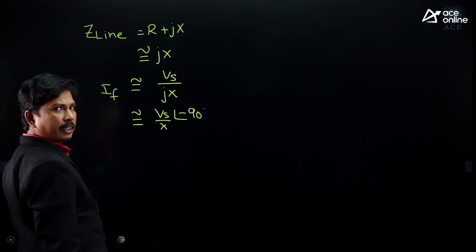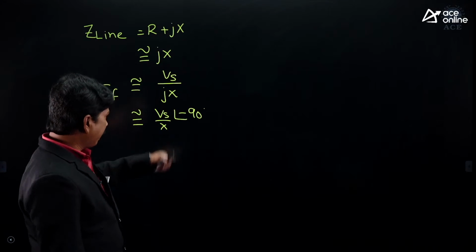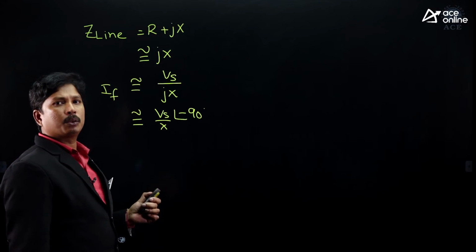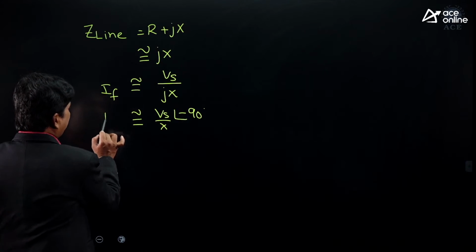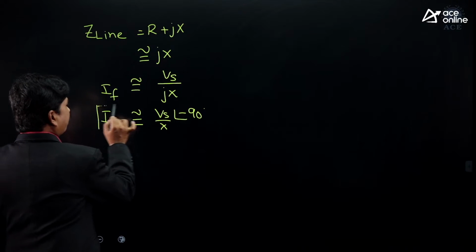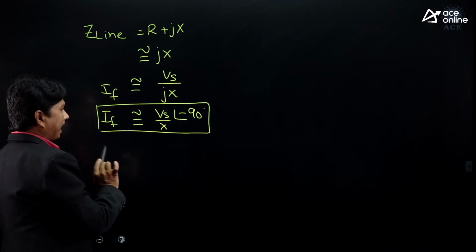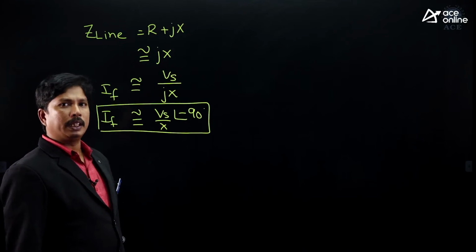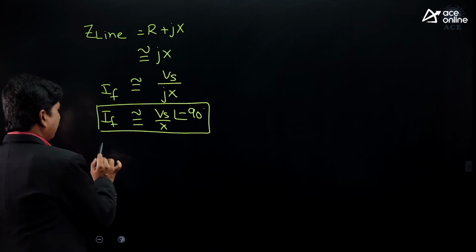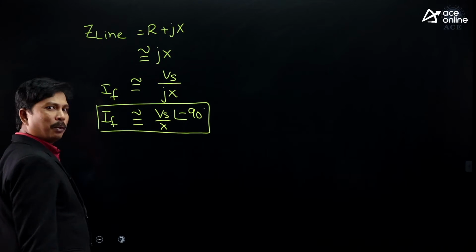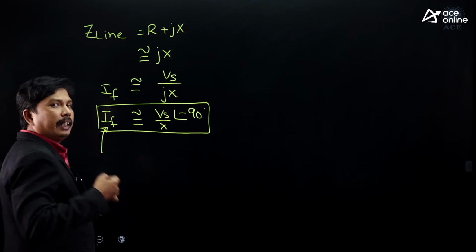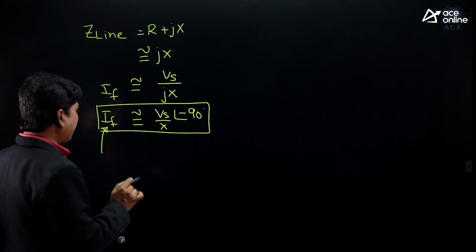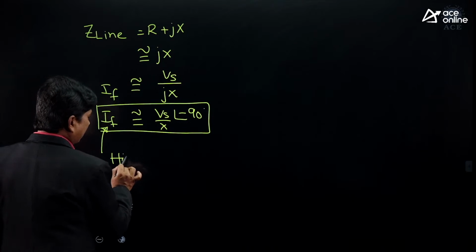Why? Because the operator j is 1 at an angle of plus 90 in the denominator, and when it goes to the numerator, it will be at an angle of minus 90. So the fault current has an angle of minus 90 with respect to the voltage. Therefore, we can say the fault current is lagging the voltage by an angle of 90, so the fault current nature is highly lagging.